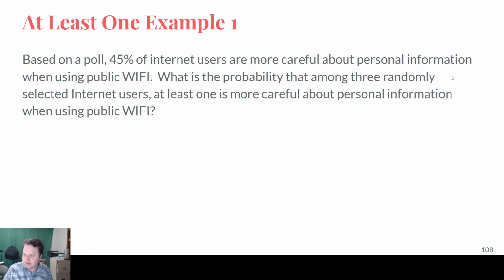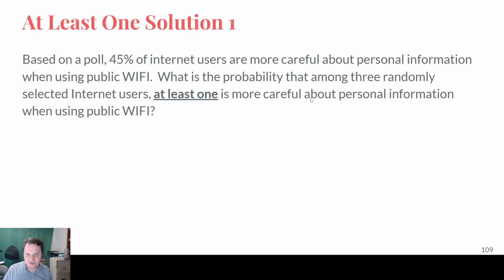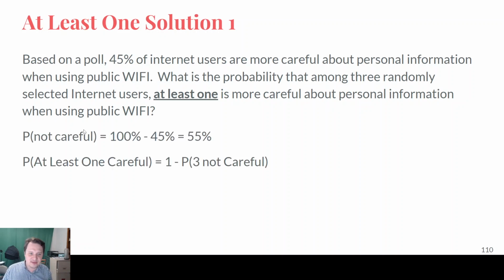So, as I mentioned, the key phrase is at least 1. And so we can see that the probability that they're not careful is 55%, because that's the complement of 45%. So here's the idea. The probability of at least one being careful is equal to 1 minus the probability of none of them being careful. Okay, and that's kind of the trick you're going to just have to practice a few times to understand.